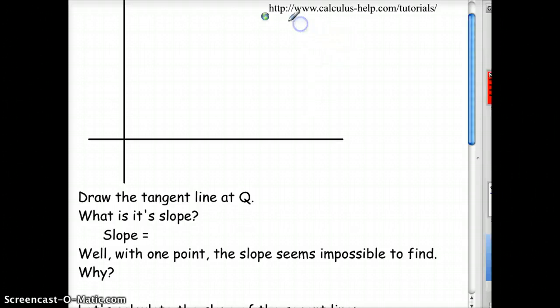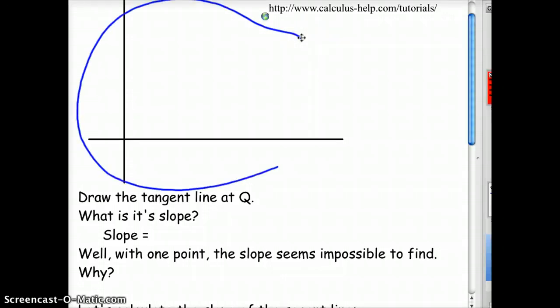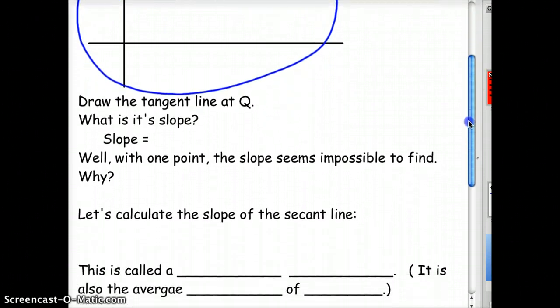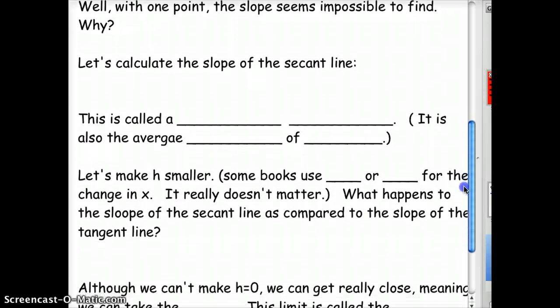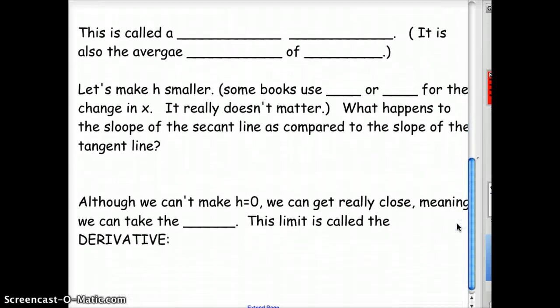Before we start, you should take out the poster we made in class on Friday, where we made an enlarged version of this graph. So I'm going to talk about it again. This is a little review, but I want to go down to the bottom, where we were talking about making the h, or the delta x, or change in x, smaller and smaller. Some books use h, some use change in x or delta x, and it really doesn't matter, it's just notation, but know this is a change along the x-axis.